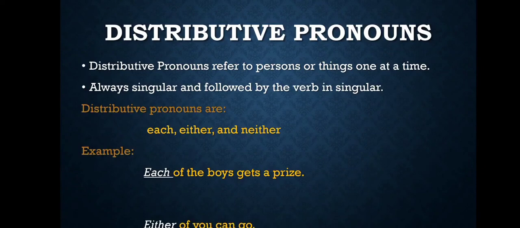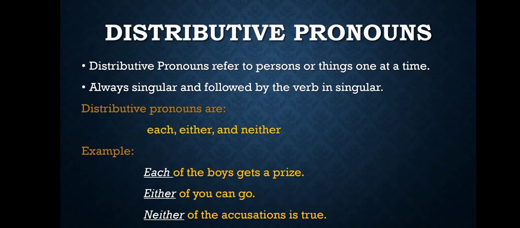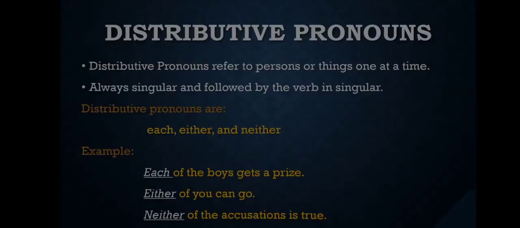Is it clear? Next, either of you can go. It means either you, or it is again referring to one individual or one person. Neither of the accusations is true. So it's all about distributive pronouns. These pronouns refer to persons or things one at a time. These are those pronouns which do not go with a collective pronoun, but go with singular things or singular persons. So it is all about distributive pronouns.